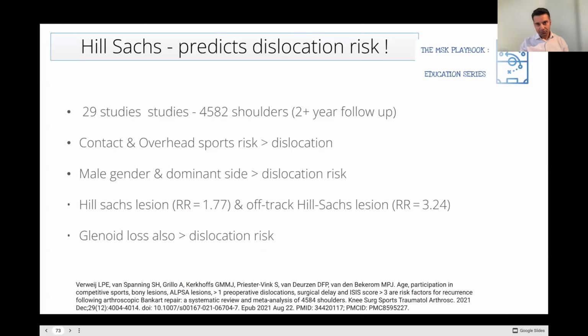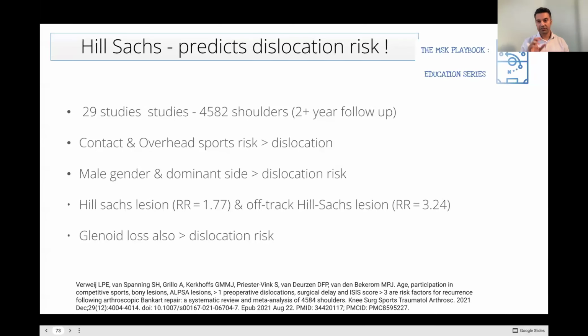Let's see what happens. It's really important because if you read this in a report, a Hill-Sachs lesion can help you predict the risk of dislocation, particularly in your patient. So this study of 29 studies looked at over 4,500 shoulders in a 2-year follow-up. You can think of all the predictable risk factors: being in a contact sport, overhead sports, being of male gender, being on the dominant side, all increased dislocation risks, and just having a Hill-Sachs lesion increased the relative risk by 1.77. And actually, if it was an off-track lesion, it was even higher at 3.2.